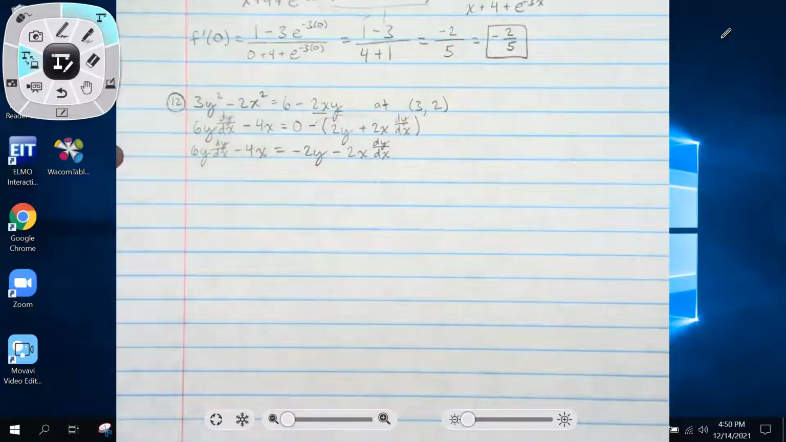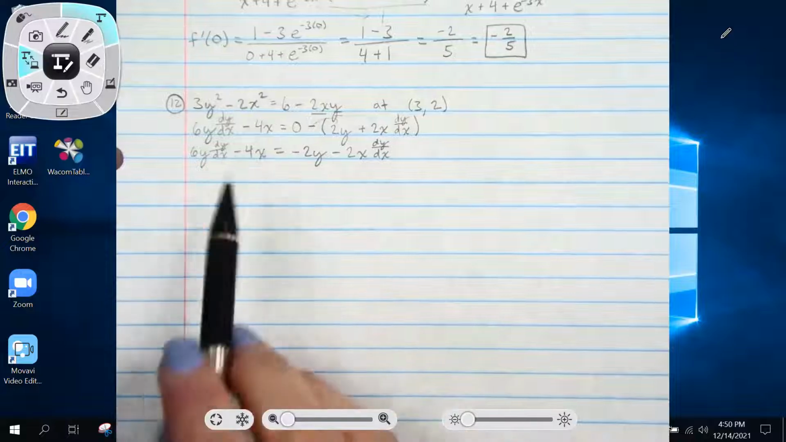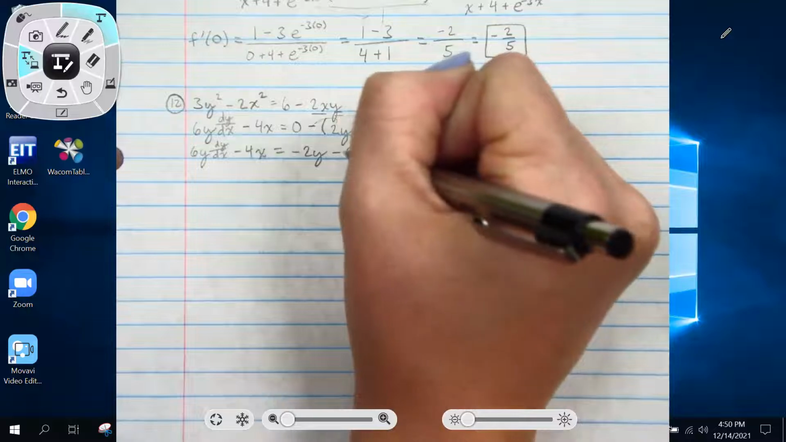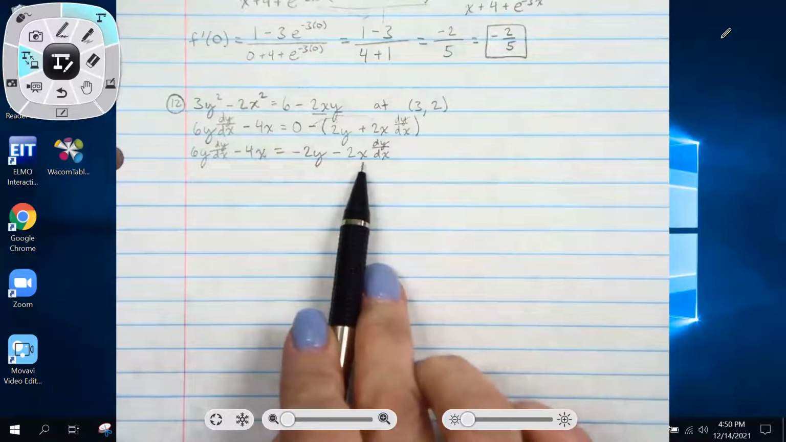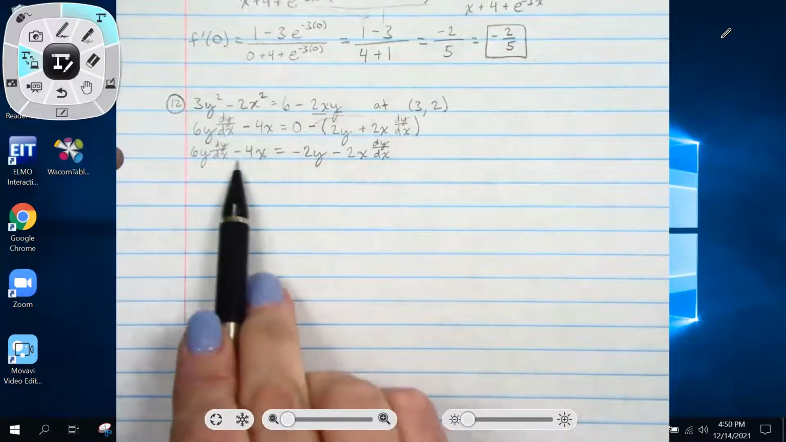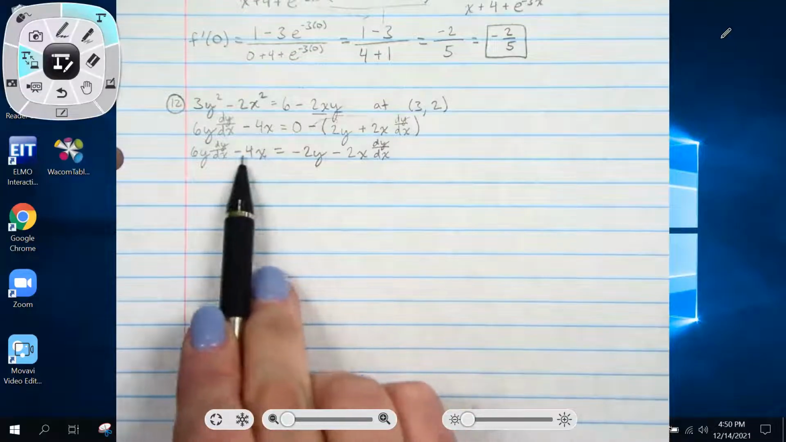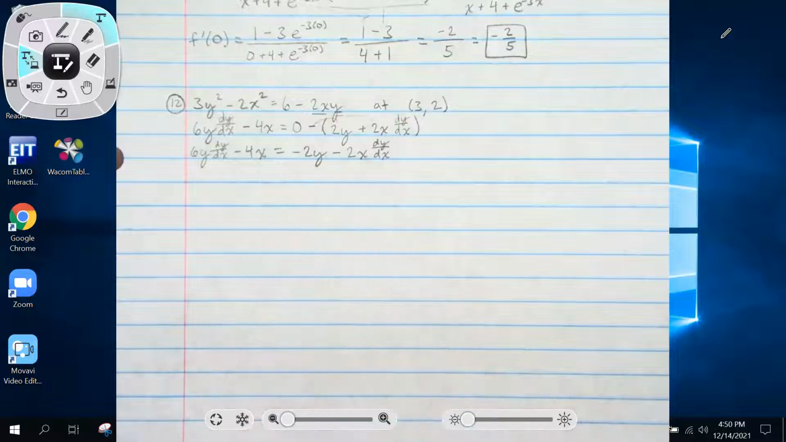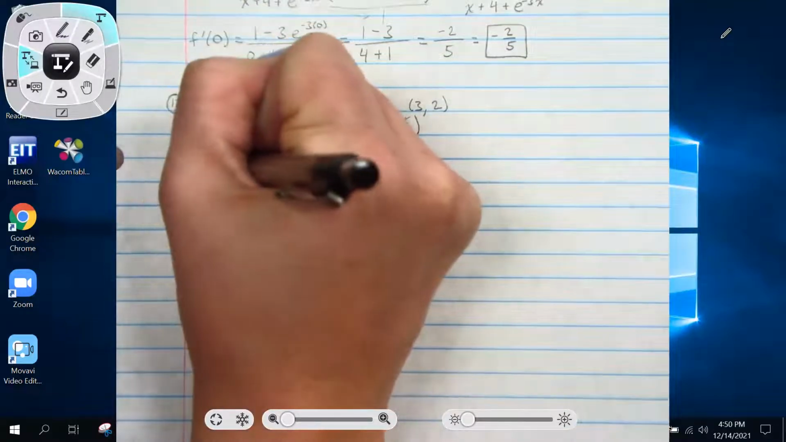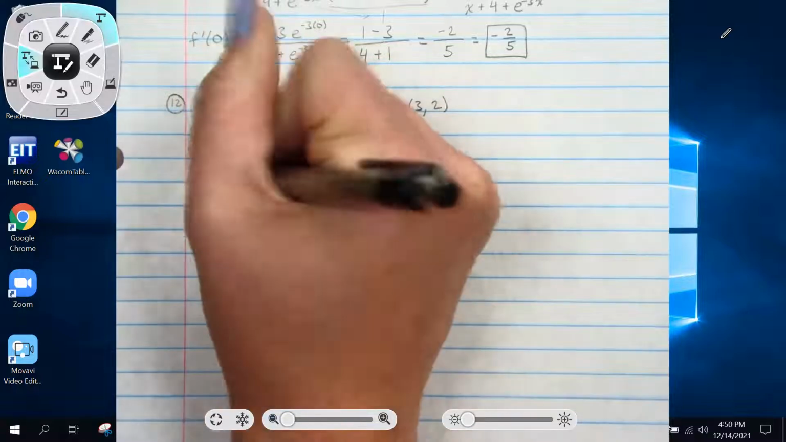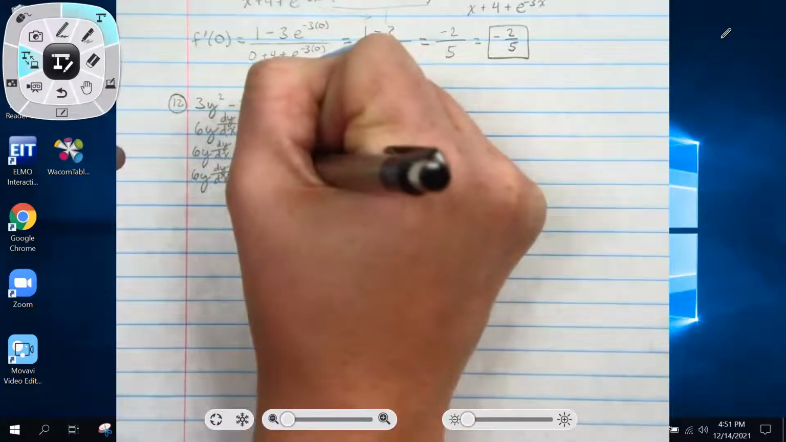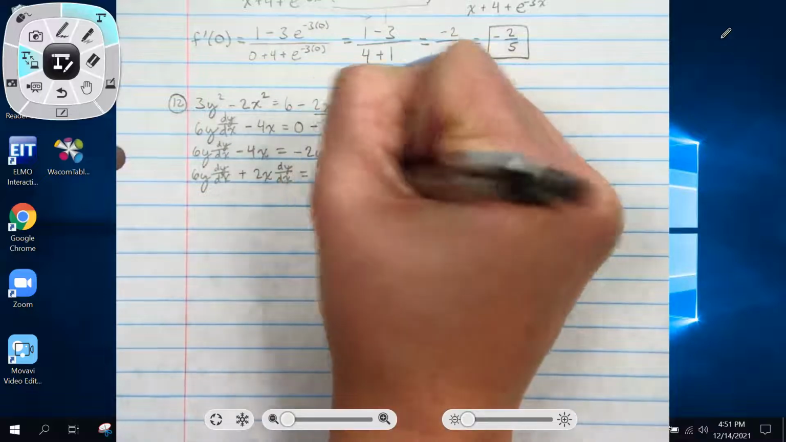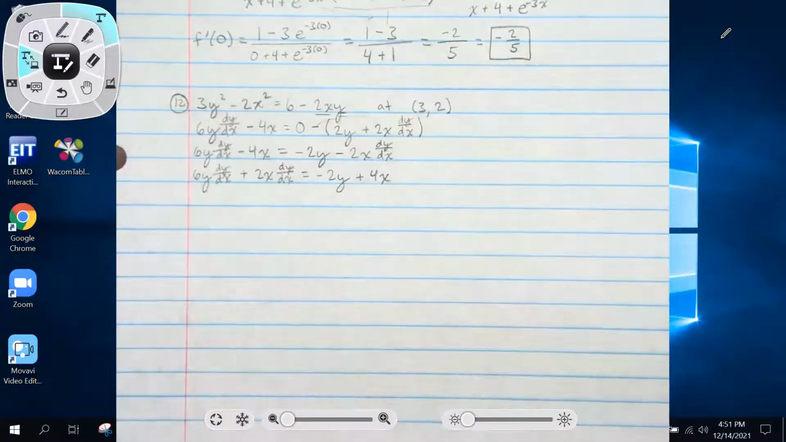After you've done that, you need to get dy/dx by itself. So I need to get everything that has a dy/dx on one side. I'm going to add this 2x dy/dx to both sides, which means I'm going to add 4x to both sides to move this to the other side, so that all of my dy/dx's will be on the left, everything else will be on the right. So we've got 6y dy/dx plus the 2x dy/dx I'm adding to both sides equals negative 2y plus the 4x that I added to both sides.